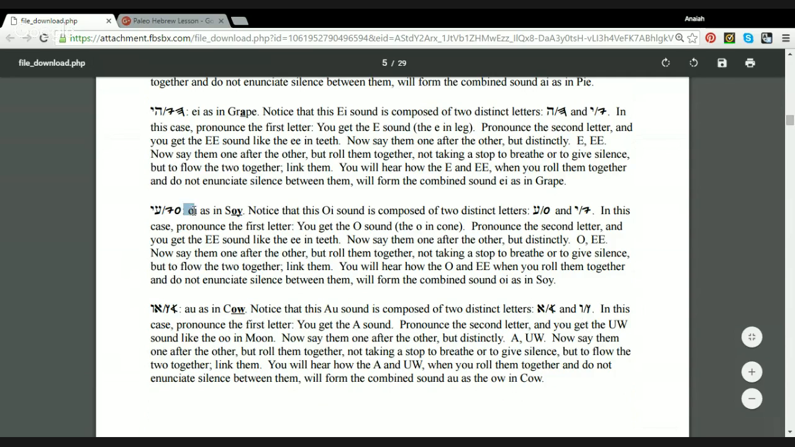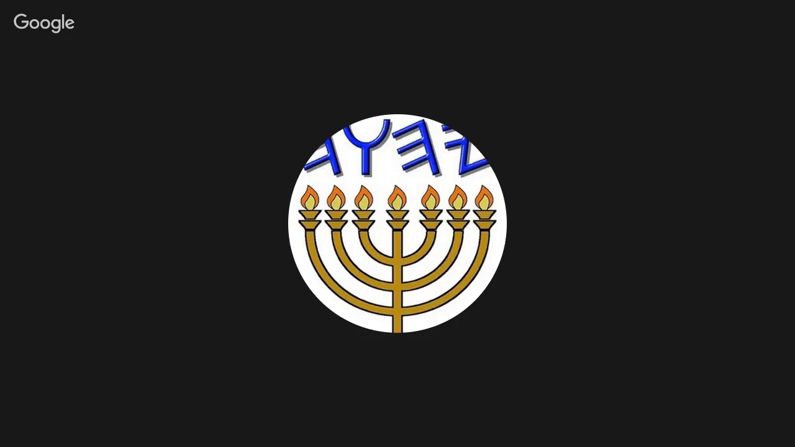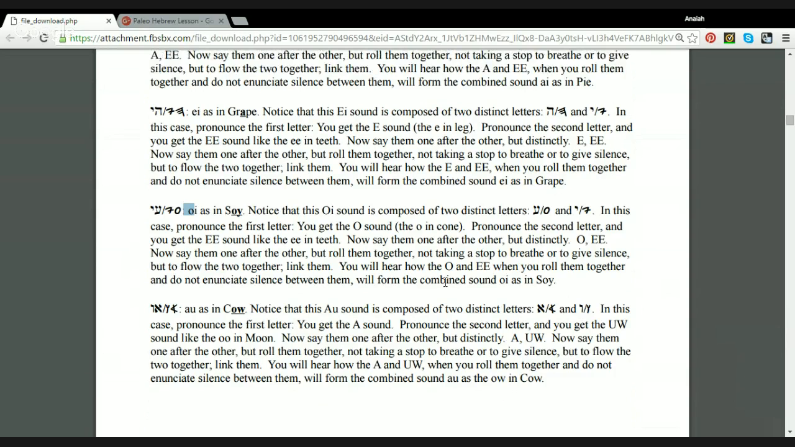You've got the same thing for OI, O and E, as in soy. Pronounce the first letter, you get the O sound as in cone. Pronounce the second letter, and you get the E sound like the E in teeth again. Now say them one after the other, but distinctly. Oi. See that? Now say them one after the other, but roll them together, not taking a stop to breathe or to give silence, but to flow the two together. And you will hear how the O and the E, when you roll them together and do not enunciate silence between them, will form the combined sound oi, as in soy.